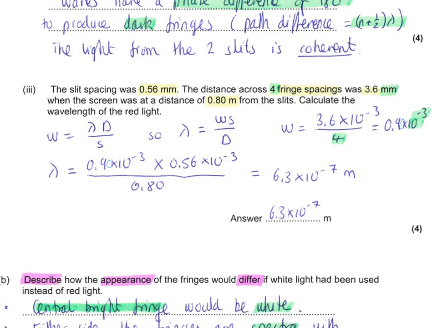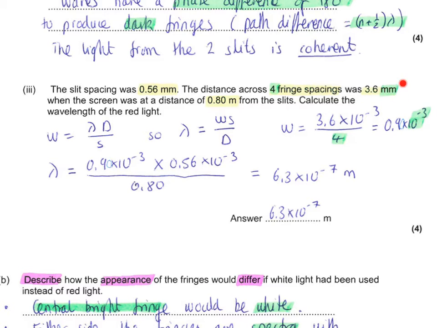Slit spacing was 0.56 millimeters. Distance across 4 fringe spaces was 3.6 millimeters, and the screen was at a distance of 0.8 meters. And we've got to calculate the wavelength. Lambda equals W s upon d is, I think, the form of the equation on the formula booklet. So first thing we need to do is to calculate W.